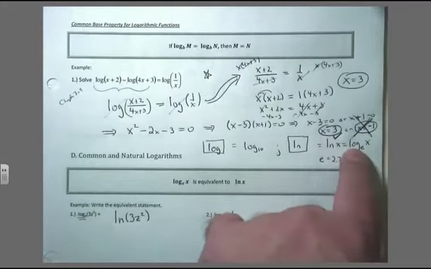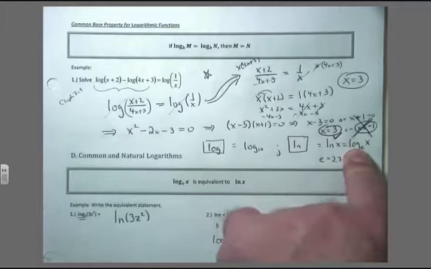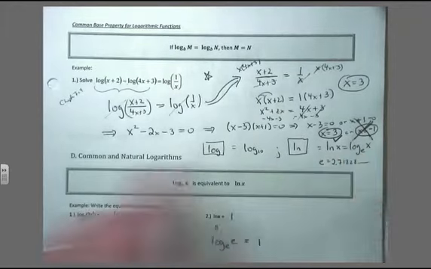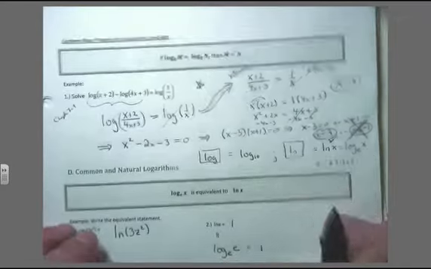Don't forget on logs to check your answers. And you're not checking to make sure your math is right. You're checking to make sure you don't violate a rule of math about taking the log of negative numbers. Does that make sense?